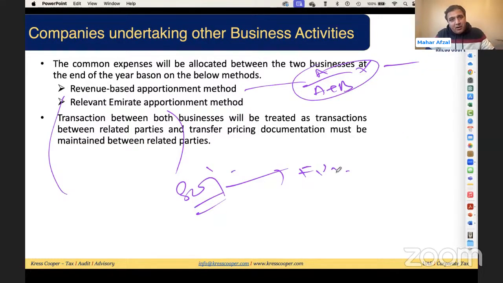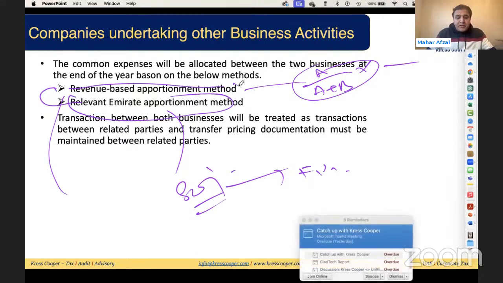Since the Emirates law has given this, it will be binding for every business involved in the extractive and non-extractive natural resource business. They need to respect the law. So this provision of the law will override the first provision. Apparently we have two methods, but if the second method is given, it will override the first method.